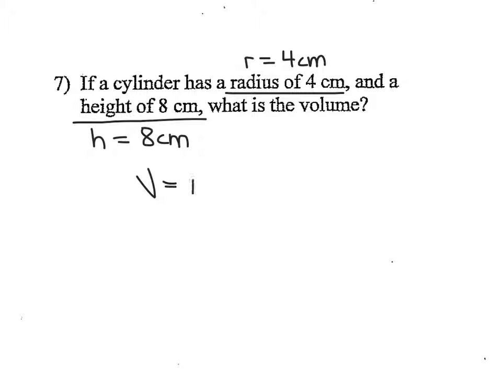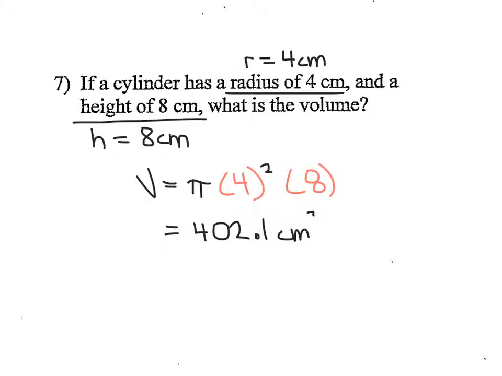So the volume would be pi times the radius squared times the height, which is 8. When we plug that into your calculator, hopefully you guys have noticed that you can just leave pi on your calculator and erase everything else. We have pi times 16 times 8, which should give you 402.1 centimeters cubed.